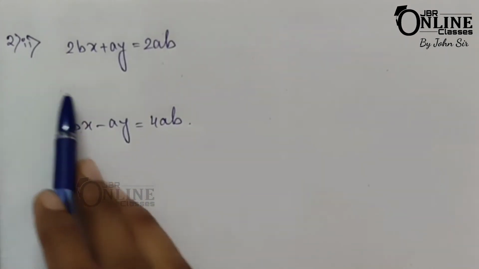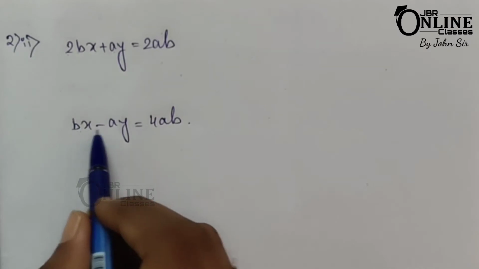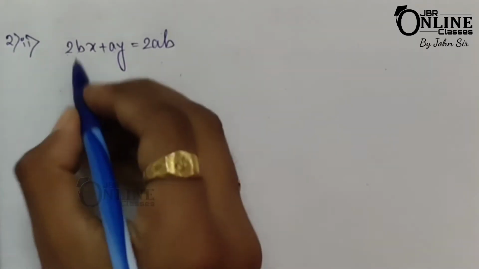Now sum number 2, 2. The first equation is 2bx plus ay equal to 2ab, and the second equation is bx minus ay equal to 4ab. So just arrange it.